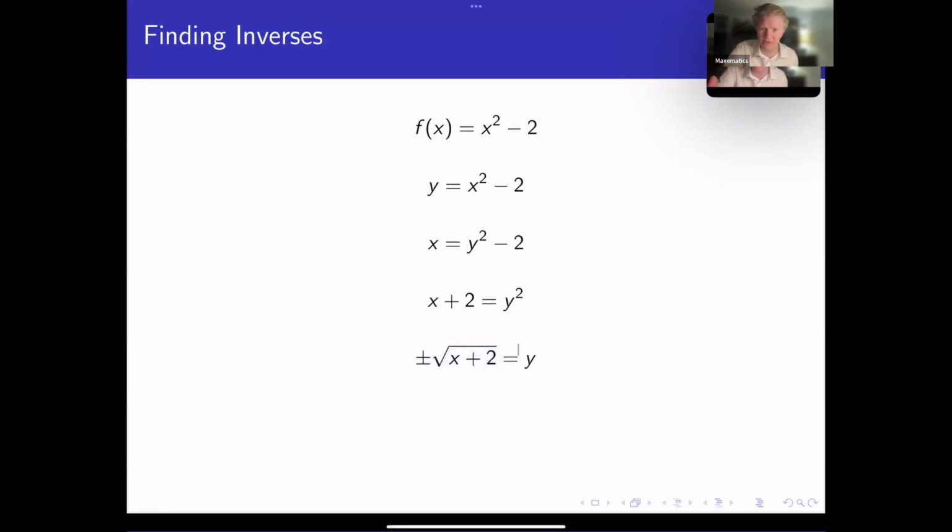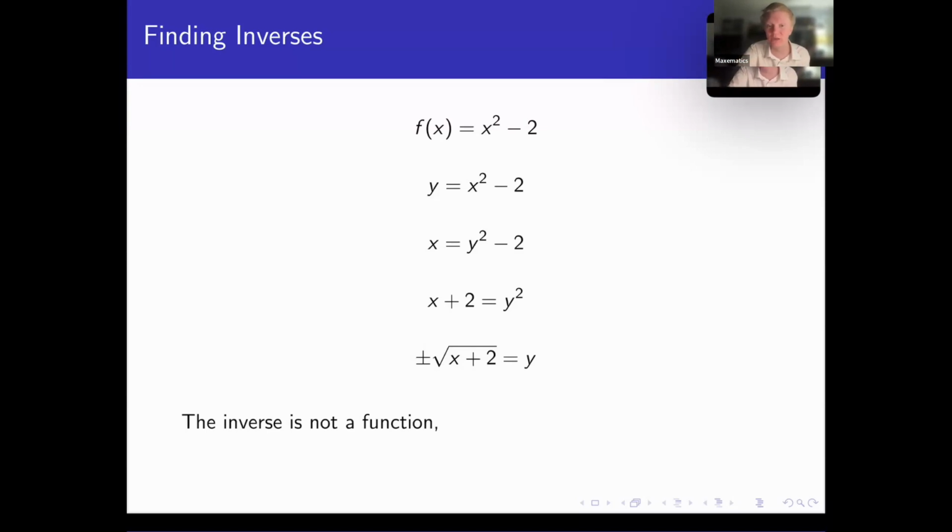If this thing right here is a function, that means when we plug in 1 x, we only get 1 y back, right? Vertical line test, definition of a function. We can only get 1 y value for every x. So if we plugged in x equals 2, 2 plus 2 is 4, square root of 4 is 2, and we get plus and minus 2. 1 x went to 2 y's. That's completely illegal in terms of functions. So the inverse isn't even a function to begin with.